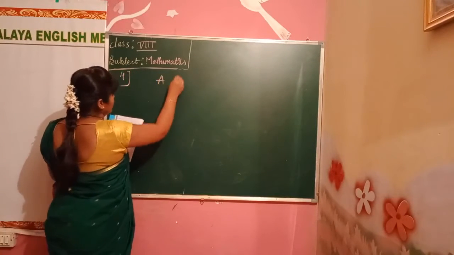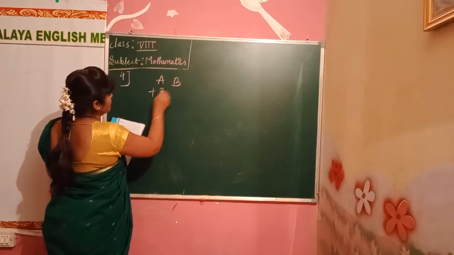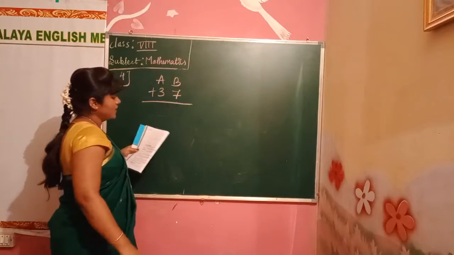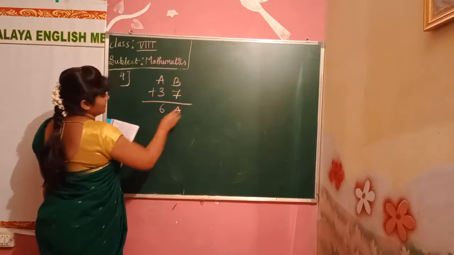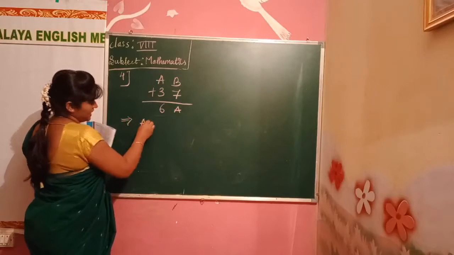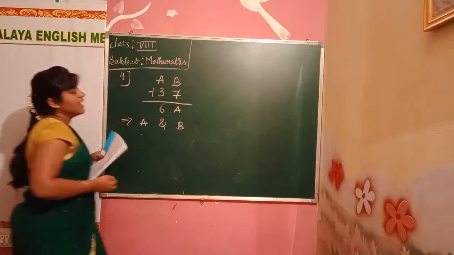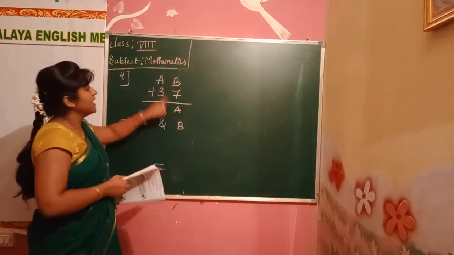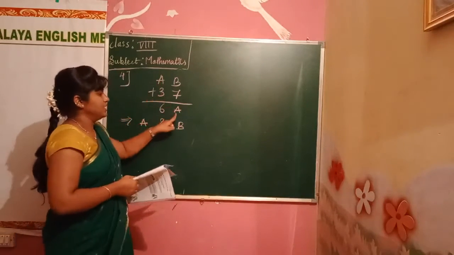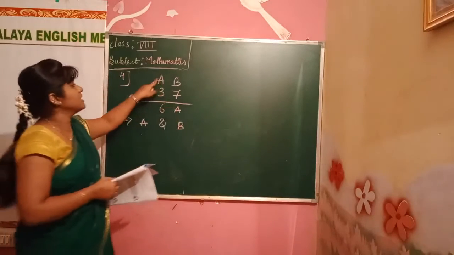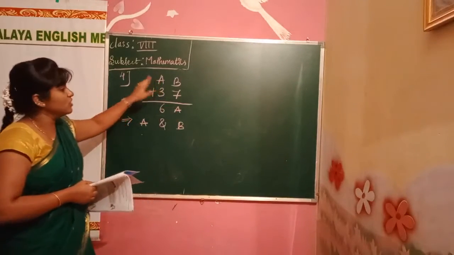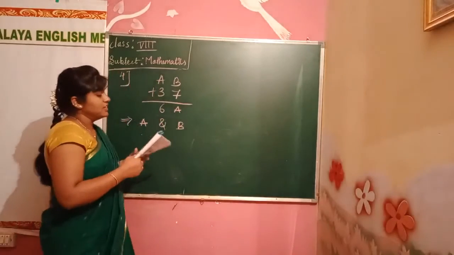A B plus 3 7. Okay, and answer is 6a. We have to find out the value of a and value of b. Okay, and one more thing, here also a we have to come same both the side. If we got 4 here, here also we have to get 4 only. So like that we have to find the value of a. Now start.